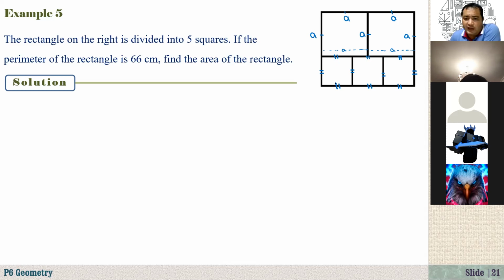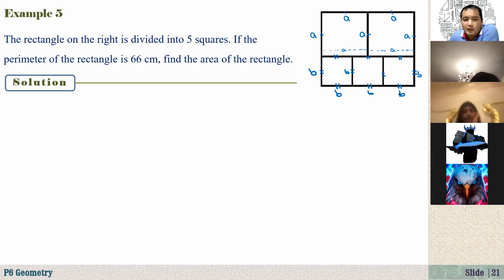And do we know its length? I don't know. Suppose that one side of this small square is B. Let's say this is B, and this one is B. Also, this is B, and B, and B, and so on. What is the question here? If the perimeter of the rectangle is 66, right?